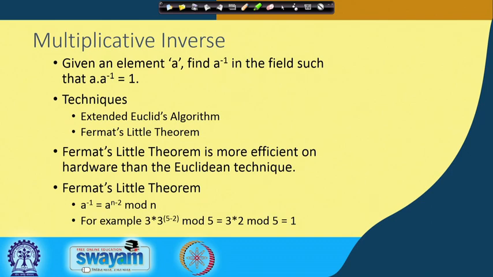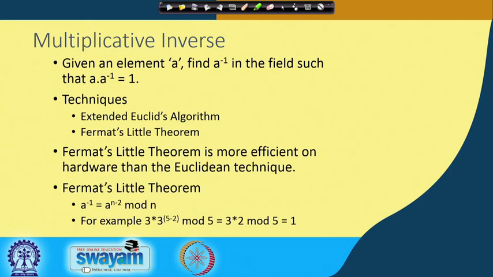When we want to compute A to the power of minus 1 modulo n, we compute it as A to the power of n minus 2 modulo n. Note that n can be any number as such, but A has to be co-prime with n.